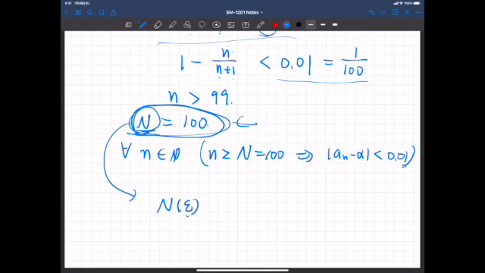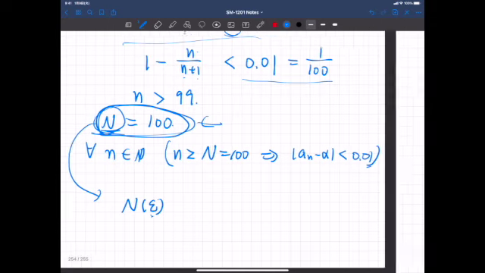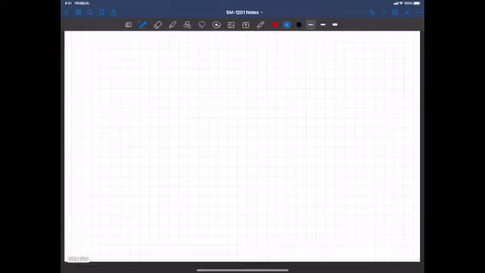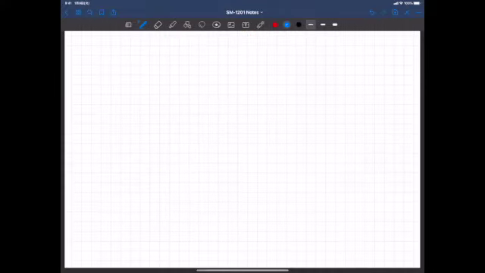Okay, so if you know this, then you should point out what's wrong with this wrong definition of convergence.